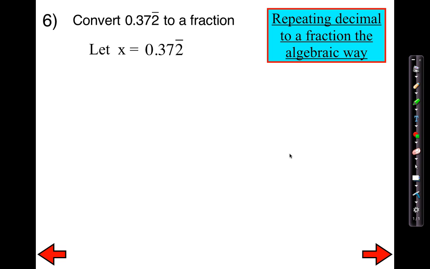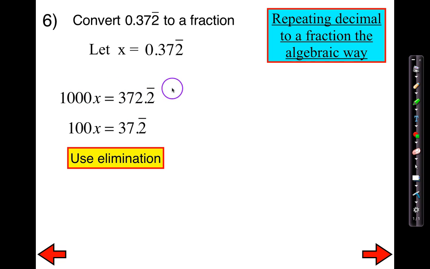Okay, so first for number 6, hopefully you went ahead and multiplied by 1,000 first because the 2 is in the thousands place. This is what you should have ended up with. And then you had to go to the digit that's not repeating, and the first one would be the hundredths. So the next one would be multiplied by 100. Then you're going to want to try to eliminate, so you're going to have to keep the first equation the same and then multiply the second one by -1.